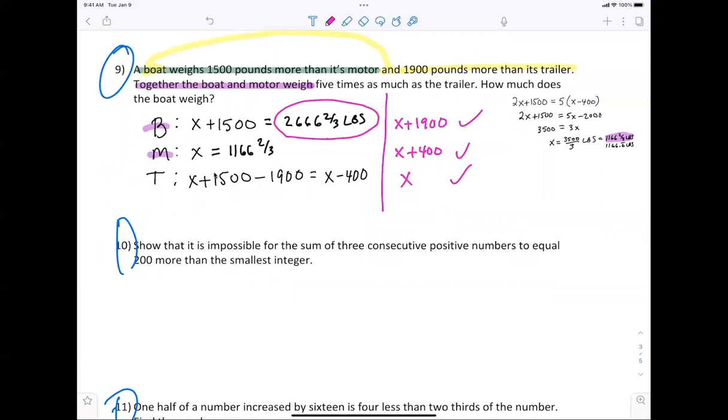What, Oliver? Does it matter? It doesn't. But if you wanted to know, it's 400 less than the boat, which would be 2266 2/3. All right. But I'm sure you could have done the math on that.